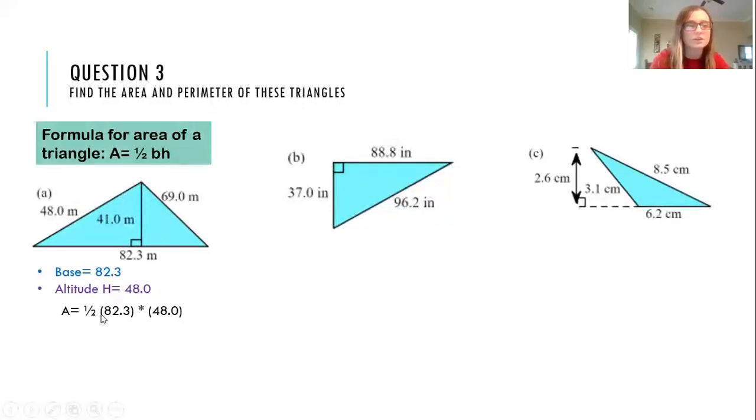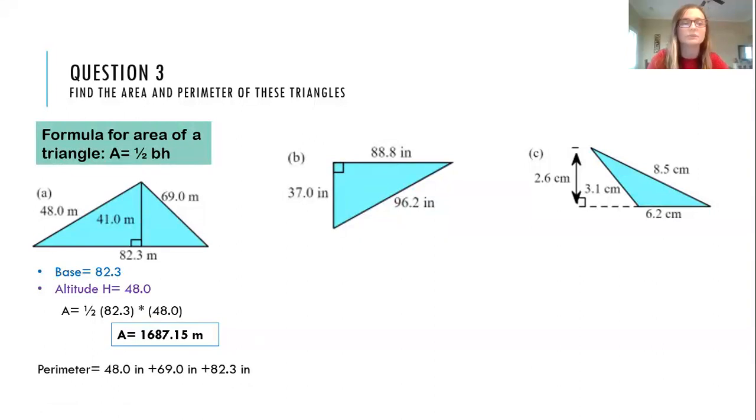1/2 times 82.3 times 48.0, which equals 1,687.15 meters. And then to find the perimeter of a triangle, all we have to do is add up the three sides together. So our perimeter is 199.3 after we add up our sides, 48.0, 69.0, and 82.3.